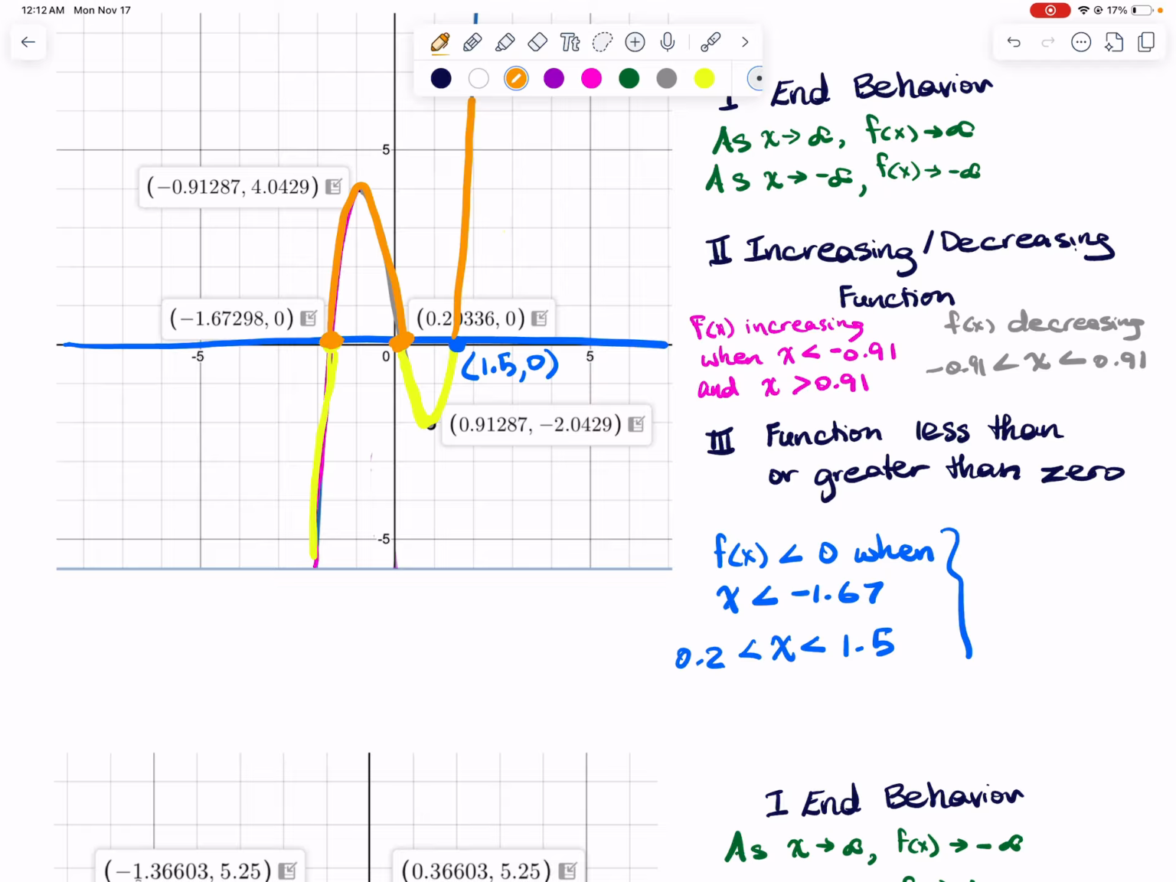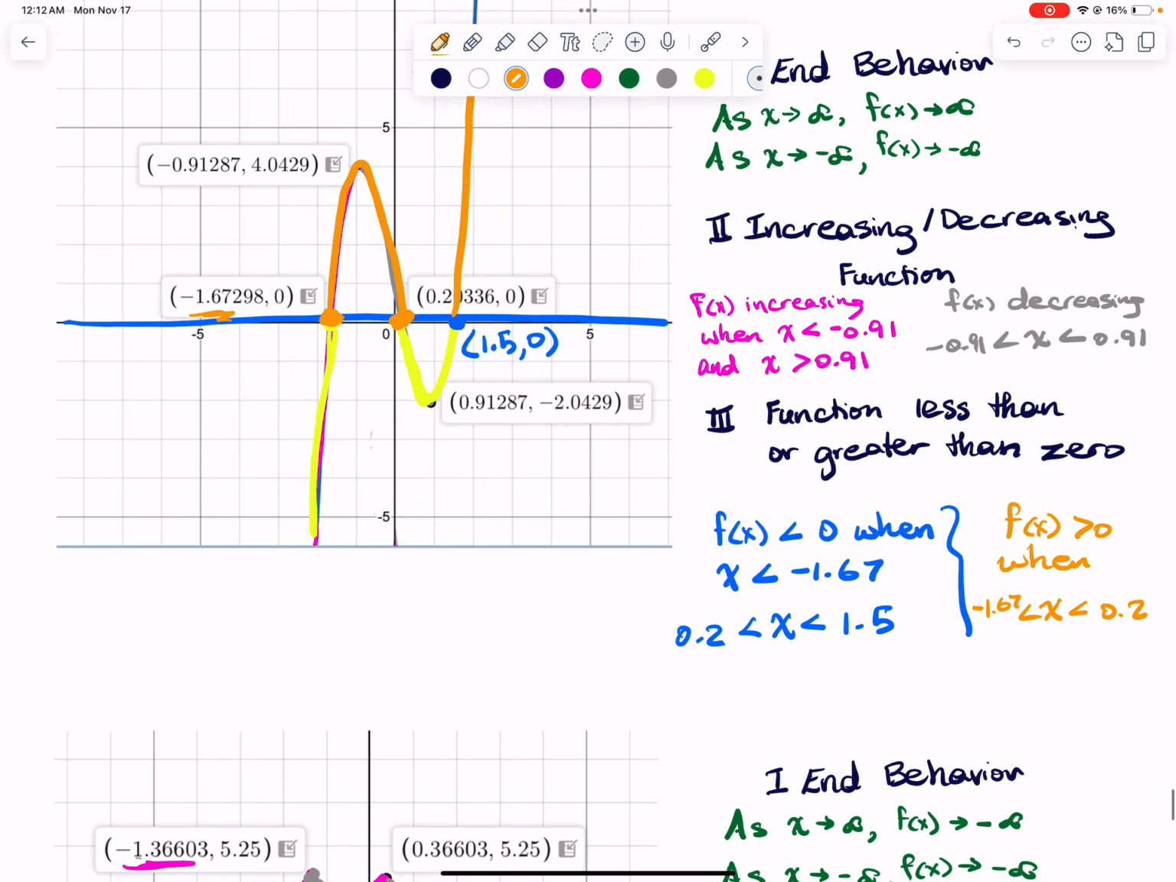So that's between, let's write this first, is greater than 0 when x is between negative 1.67 and 0.2.